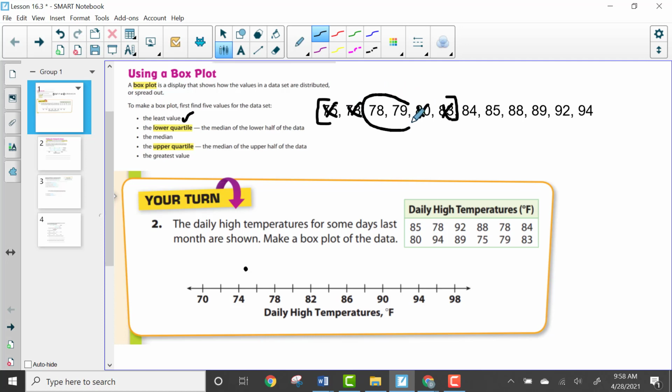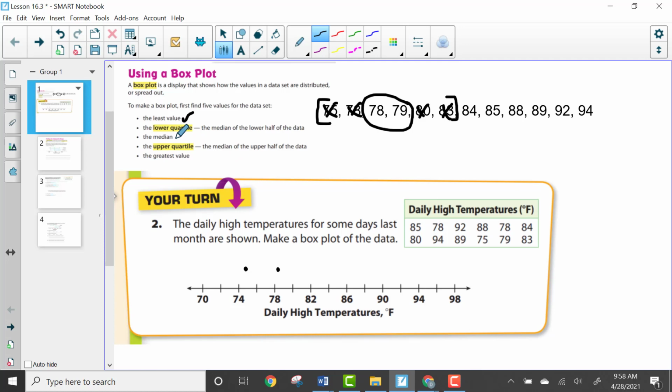What I have here is 78 and 79. What I would do with that is add both of those together and divide by 2, and that's going to give me 78.5. So 78.5 would be considered my lower quartile. In other words, it's the median of the lower half of the data. So I'm going to put my next point right here at 78.5.